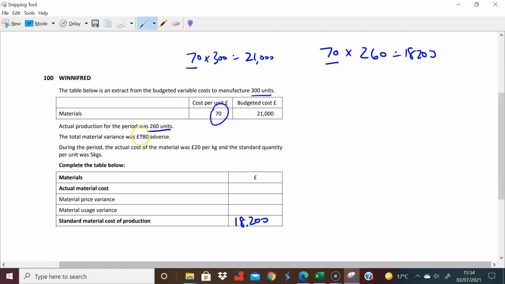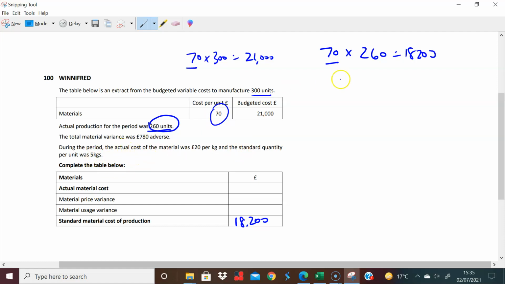So I know that, and then I can carry on and try to understand what the story is. It tells me here that during the period, I actually produced 260 units, so no problem. And it says that during the period, the actual cost of the material was £20 per kilogram. So you actually spent £20 per kilogram, and the standard quantity per unit was 5 kilograms.